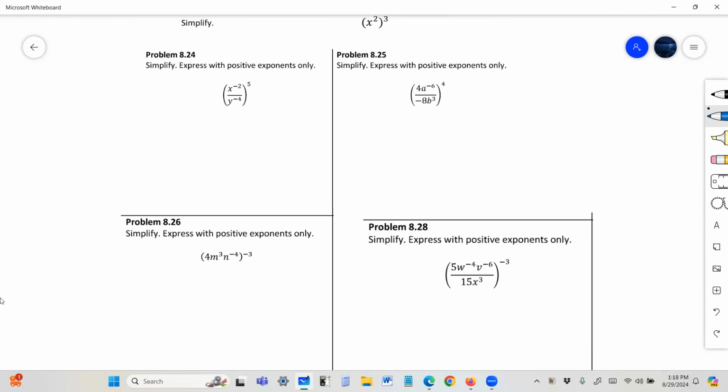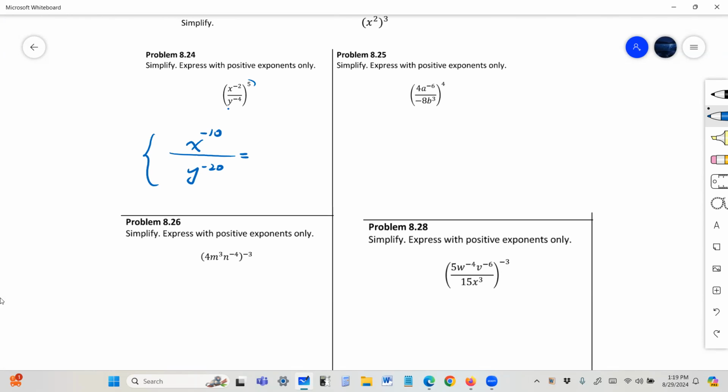You can do this a couple of different ways. You can handle the negative exponent first, or you can do the exponentiation first. It doesn't really matter. So I'm going to do the exponentiation first. So x to the negative 2 raised to the 5th power is x to the negative 10, right? Negative 2 times 5. Y to the negative 4 to the 5th power would be y to the negative 20th power, because negative 4 times 5. Now, this is almost my final answer, with the exception that both exponents are negative.